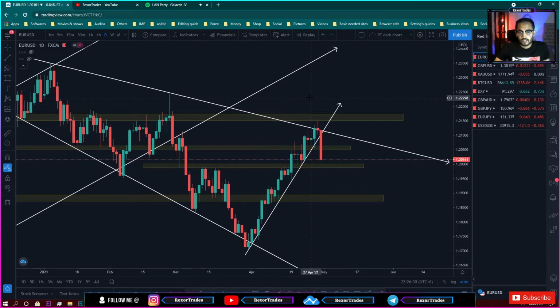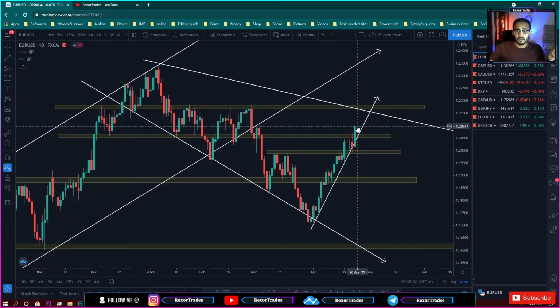So I'm just gonna play a clip from our last week's market analysis to show you guys how we predicted this move. Now we're expecting that Euro US dollar might make some pullback around here or here, then retest this zone over here, or it can even retest right now at this zone right over here.